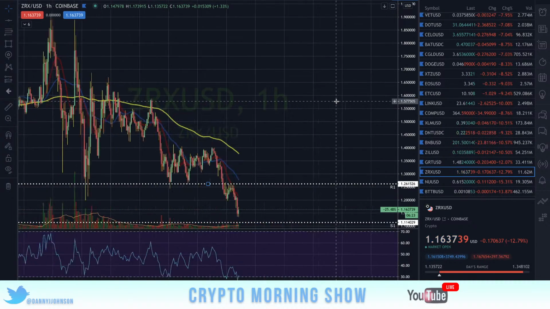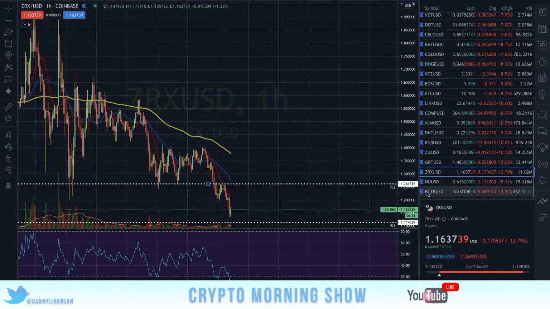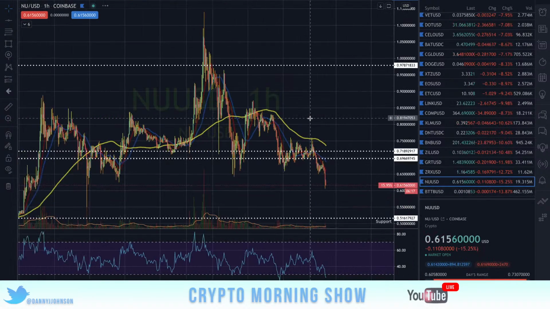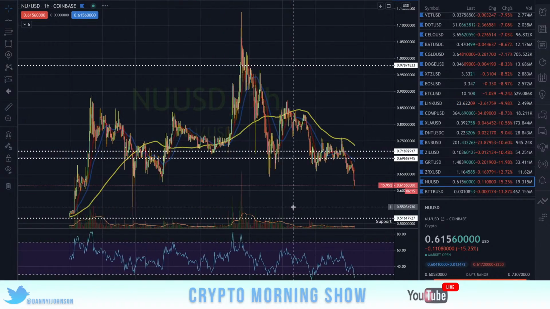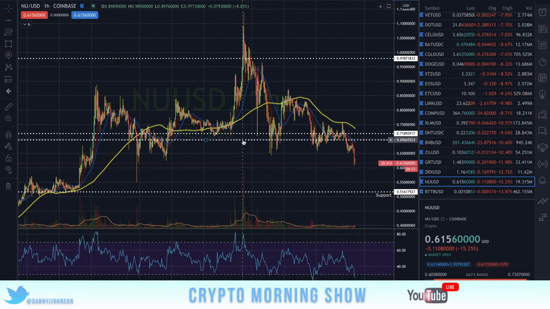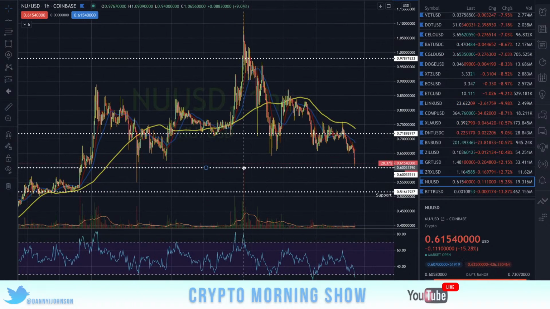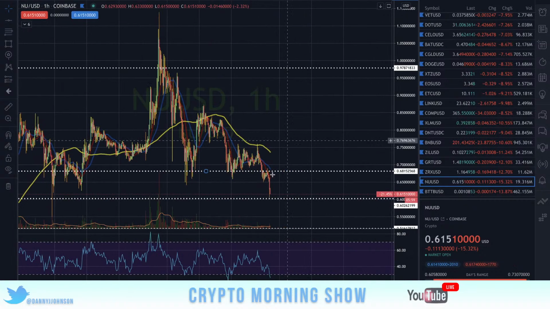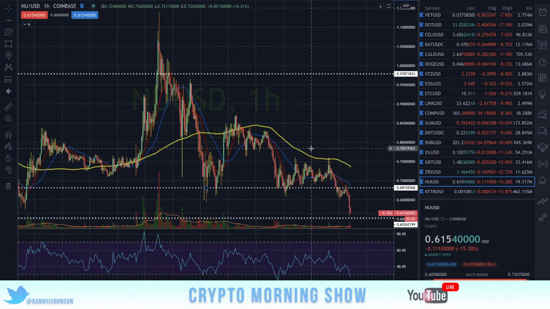So that is CRX. Rounding out NU USD. It's trying to set support here in this region of 0.600. Sorry about that. And resistance at the 0.683. You can see we battle on the 12 and 26.